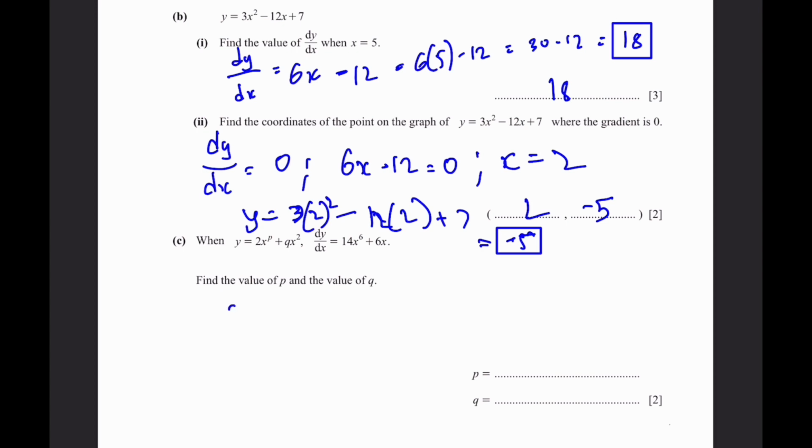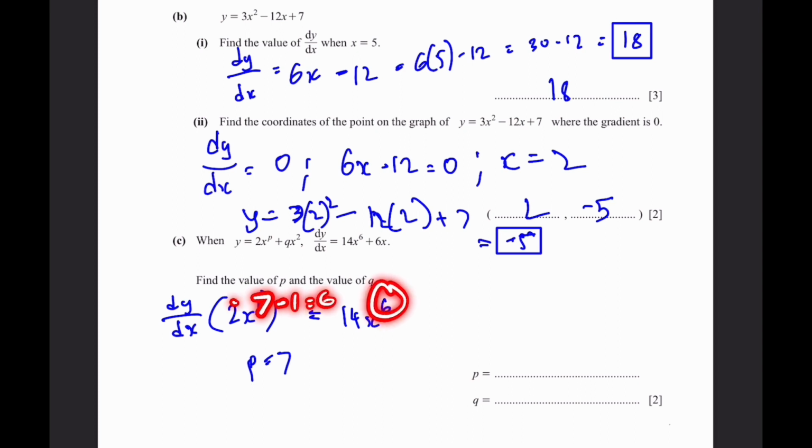So that means 2x to the power p, and we do dy by dx of this, we get 14x to the power 6. That means only when p is equal to 7, this will be able to come as the dy by dx. So that means p is equal to 7. Because when you put 7 minus 1 equals 6 over here, and then we multiply 2 into 7, which is equal to 14 over here.